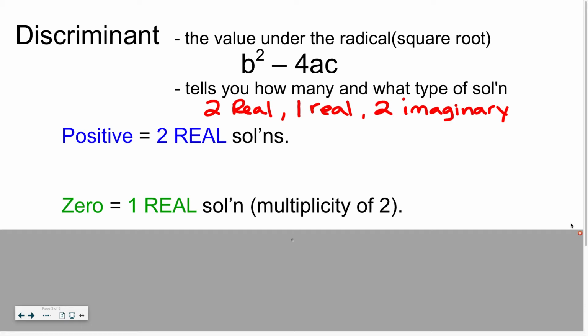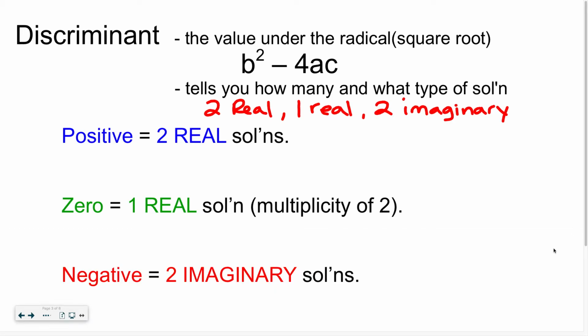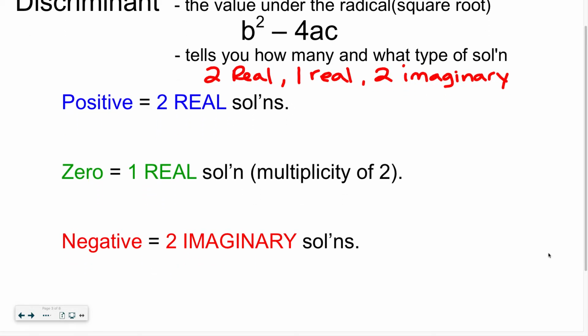And then, of course, think about what kinds of numbers you would have under the square root so that you would get imaginary solutions. Those will be negative numbers under the square root. So if your discriminant b squared minus 4ac is negative, you have two imaginary solutions. So if you want to know how many and what type of solutions you're going to have, all you need to do is b squared minus 4ac. If you find b squared minus 4ac, you can then find the solutions by plugging that underneath the radical.